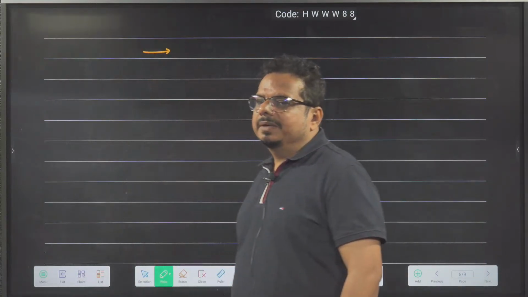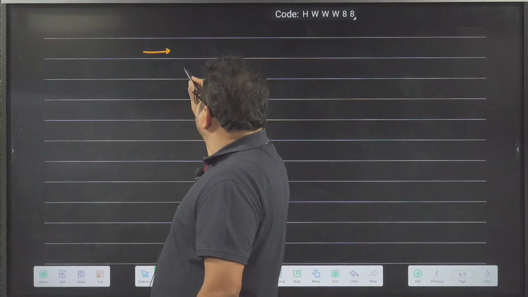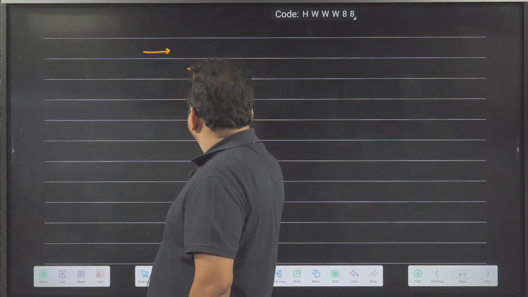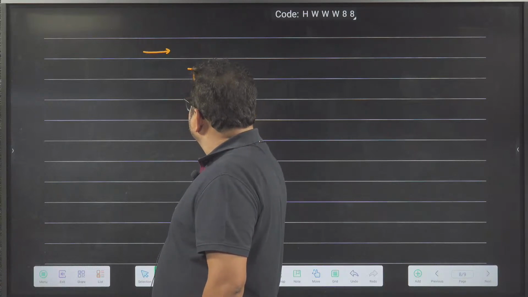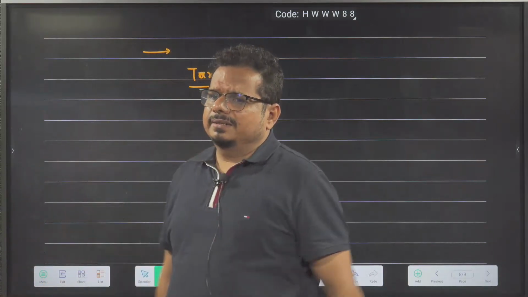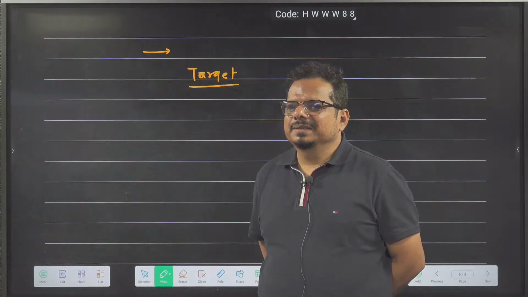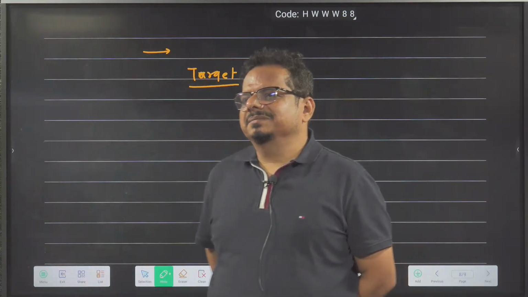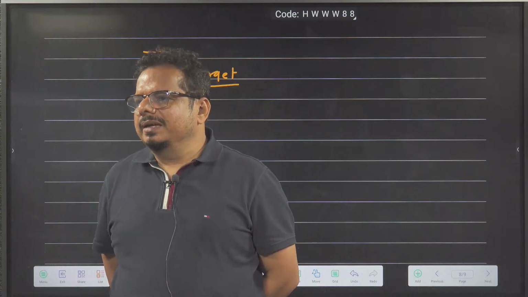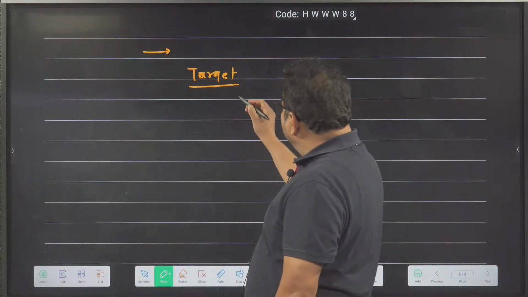What habit do you have to make? A good habit. Every day give yourself a target. Don't give yourself an easy target. Give yourself a tough target. Your brain has a lot of potential. Whatever target you give to your brain, it will achieve it. And give a tough target.